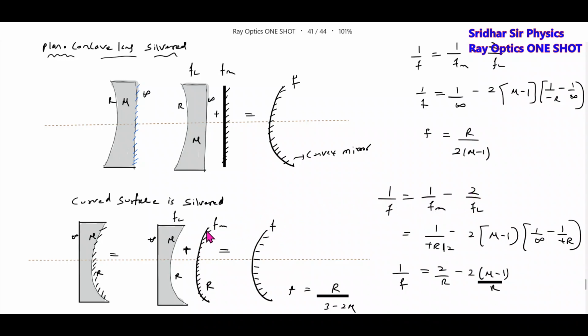Now what is the focal length of this convex mirror? The radius of curvature is r, so the convex mirror is plus r by 2. What is the focal length of this plano-concave lens? 1 by fl equals 2 times (mu minus 1) times (1 by infinity minus 1 by r). Solving this, I'll end up with r by (3 minus 2 mu). So what is the focal length? Again I get positive, so I'll replace with a convex mirror.